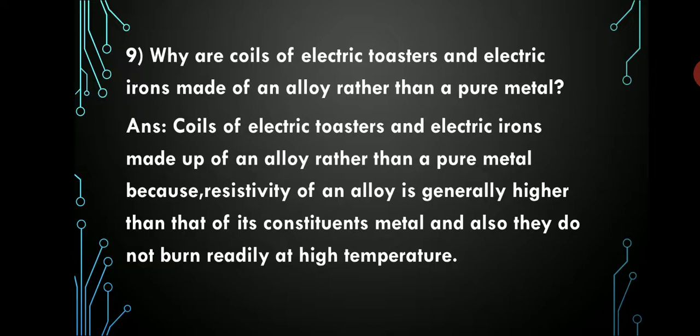Okay, so why is it so? Because the coils of electric toasters and electric irons are made up of an alloy rather than a pure metal, because the resistivity of an alloy is generally higher than that of its constituent metals. So if you see the resistivity, it's given in the textbook. The resistivity is low in conductors and then alloys. If you see the values, I'll show that table.